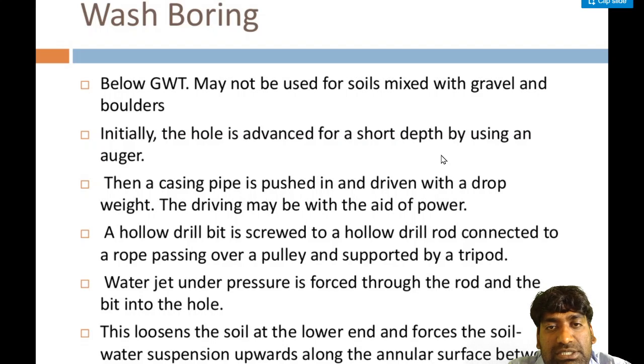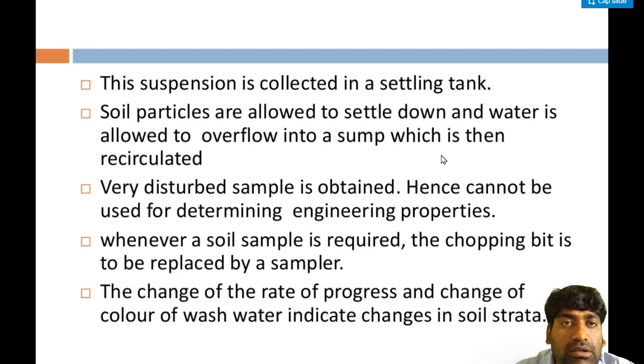A hollow drill bit is screwed to a hollow drill rod connected to a rope passing over a pulley and supported by a tripod. Water jet under pressure is forced through the rod and the bit into the hole. This loosens the soil at the lower end and forces the soil water suspension upward along the annular space between the rod and the side of the hole. This suspension is collected in a settling tank. Soil particles are allowed to settle down and water is allowed to overflow into the sump, which is then recirculated. A very disturbed sample is obtained, hence it cannot be used for determining the engineering properties.